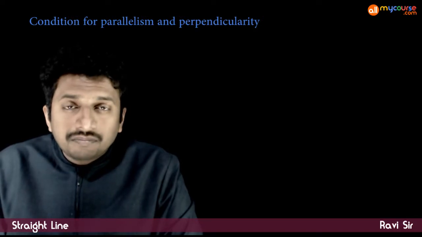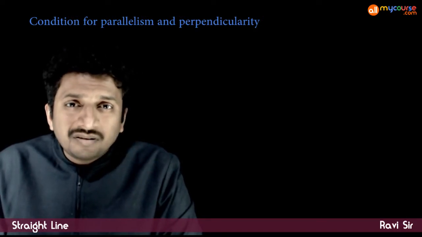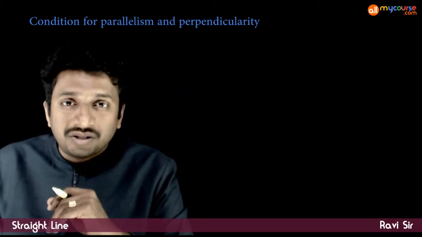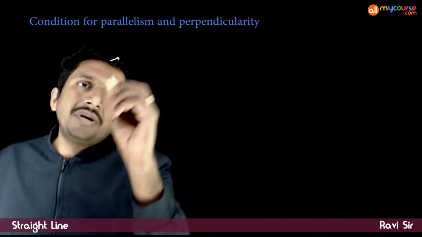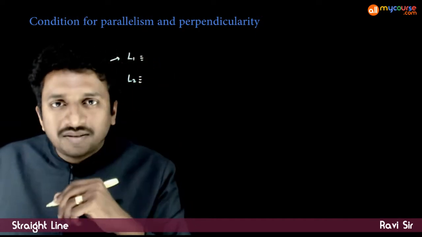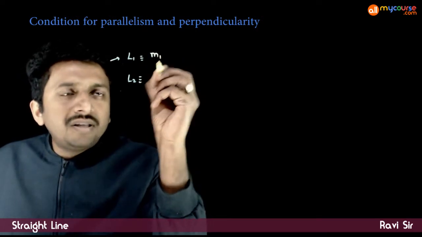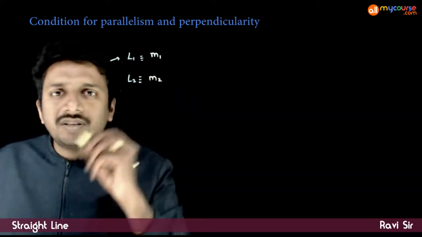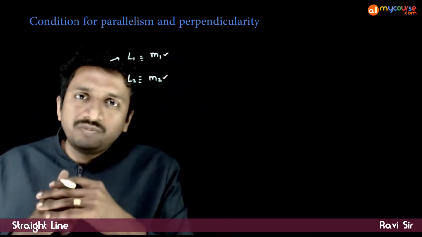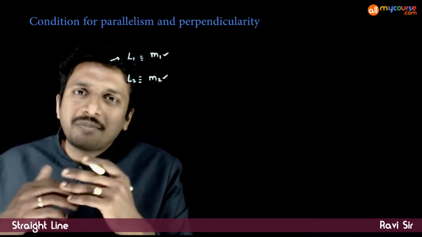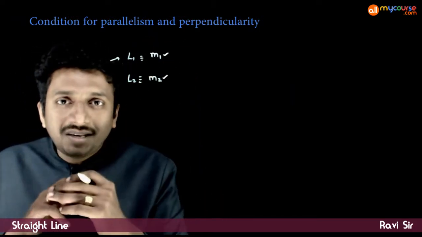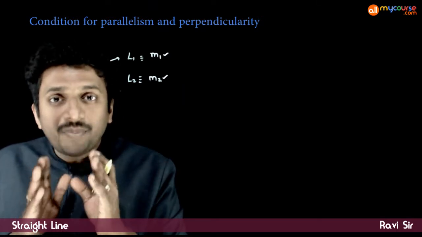In this video, let us look at the condition for two lines to be parallel and perpendicular to each other. Suppose you have two lines L1 and L2. The slope of the first line is M1, the slope of the second line is M2. So what should be the condition on M1 and M2 so that these two lines are parallel to each other? And what is the condition so that these lines are perpendicular to each other?